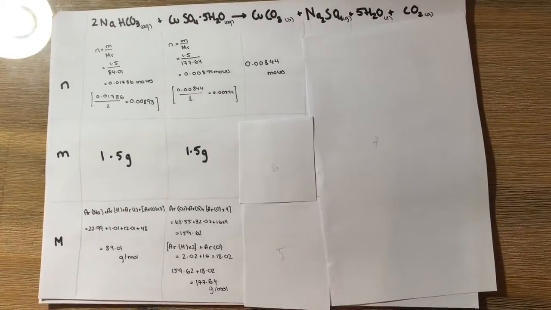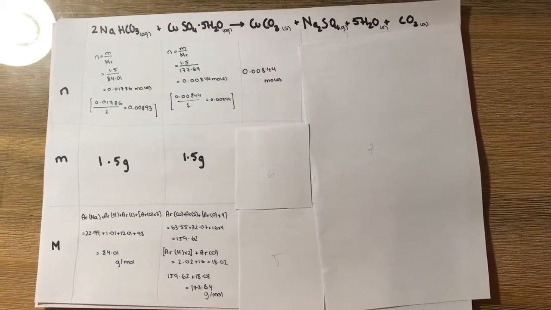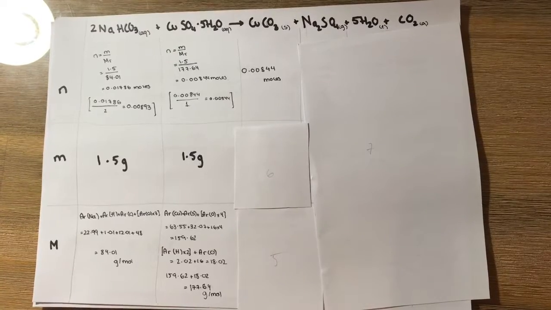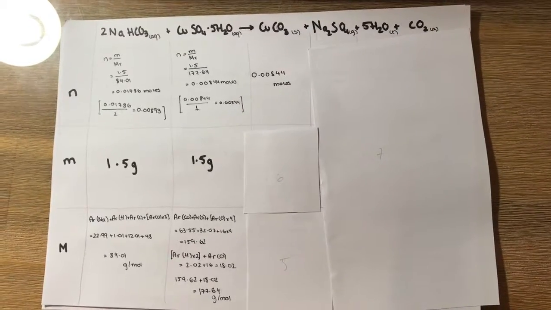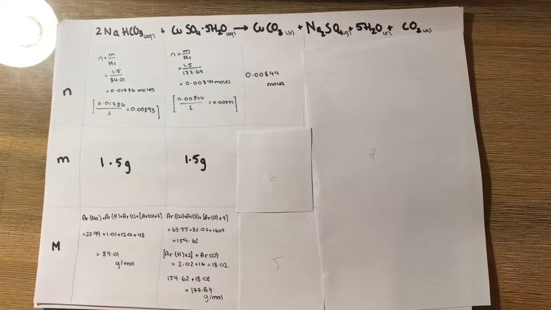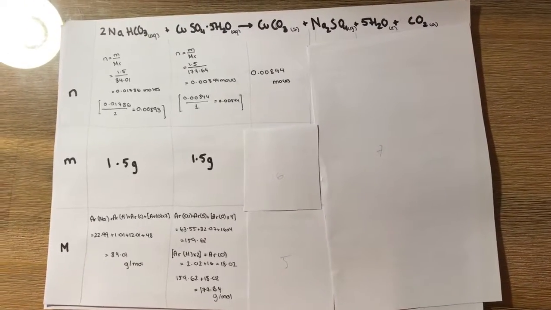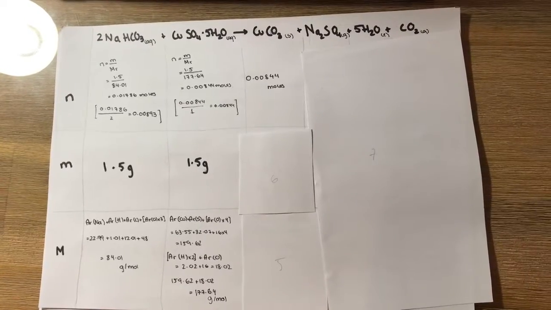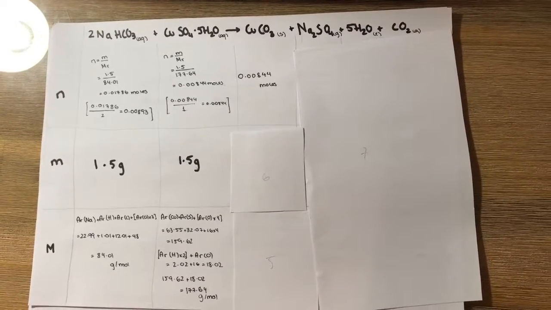Now we can transfer the moles of copper sulfate pentahydrate as the moles of our precipitate, which is copper carbonate. Due to the mole ratio between copper sulfate pentahydrate and copper carbonate being 1:1, the moles remain the same.